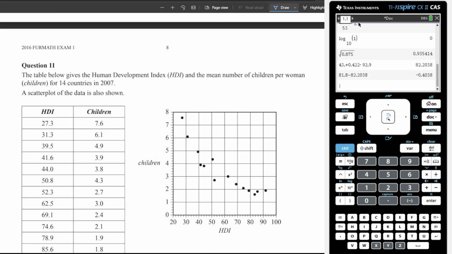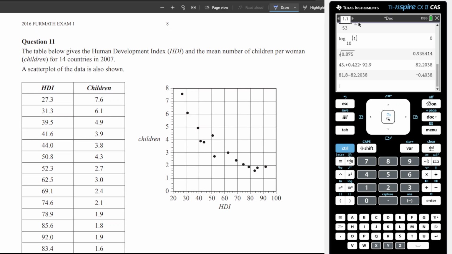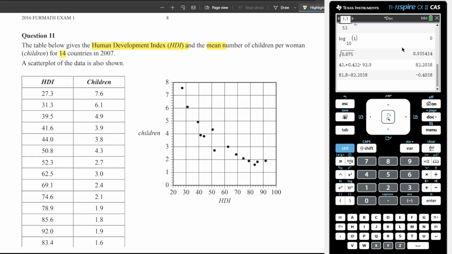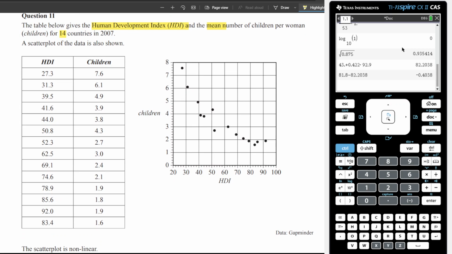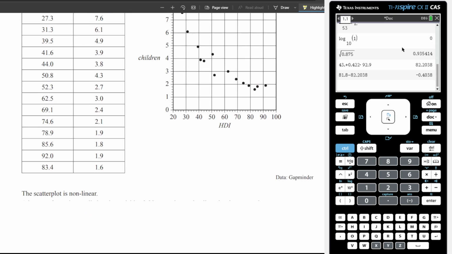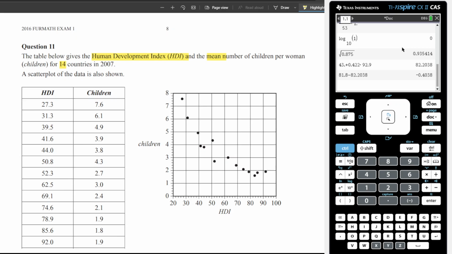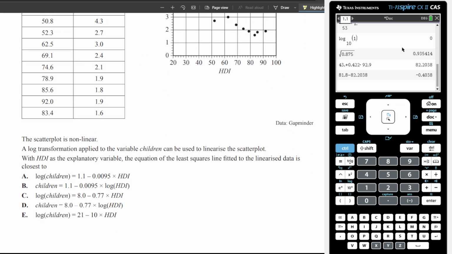Let's move on to question 11. The table below gives, again, the HDI and the mean number of children per woman for 14 countries. The scatter plot of the data is shown. So they've shown us the scatter plot and given us the data. This information only appears to relate to question 11.